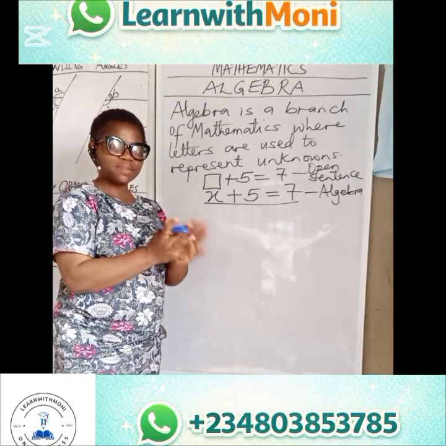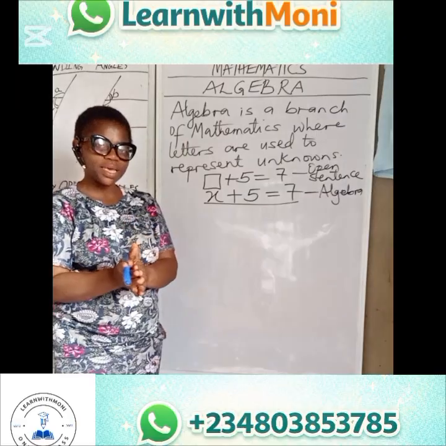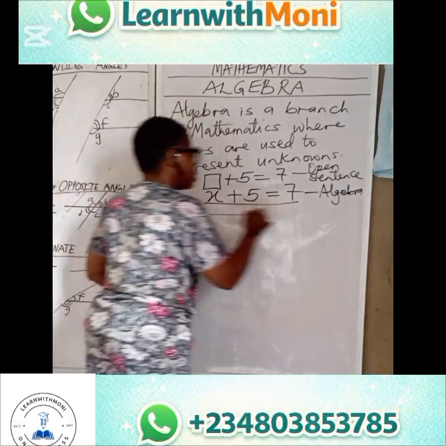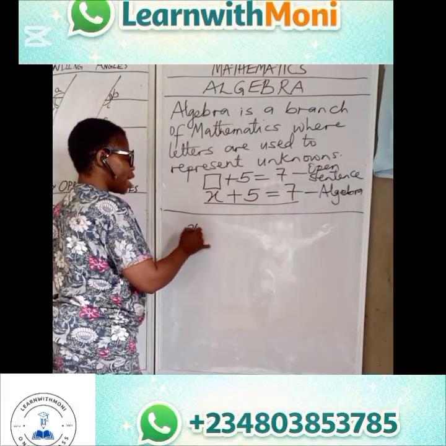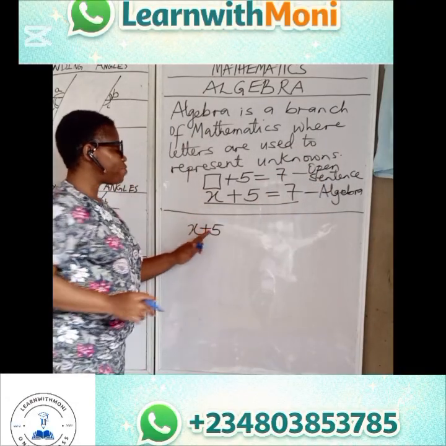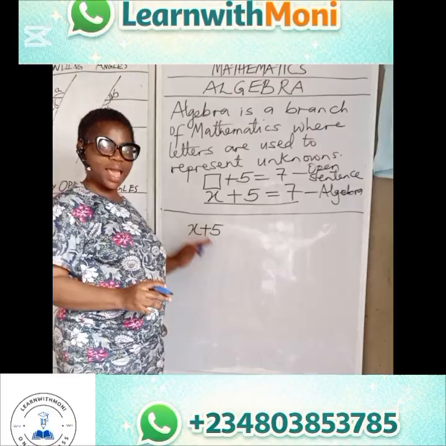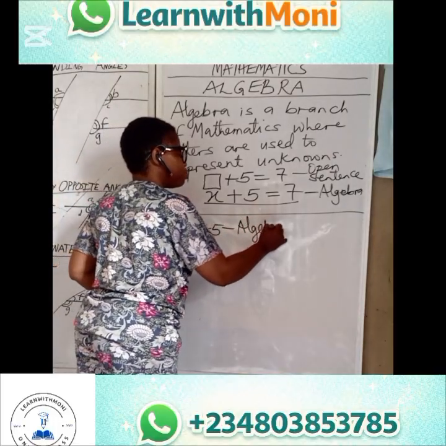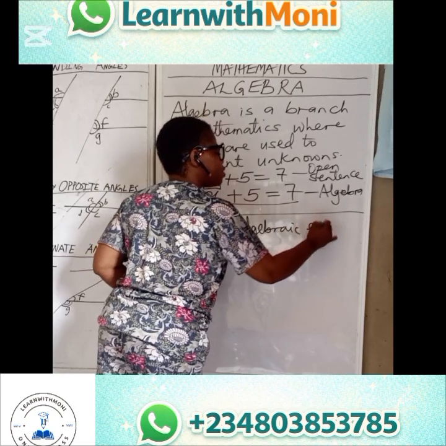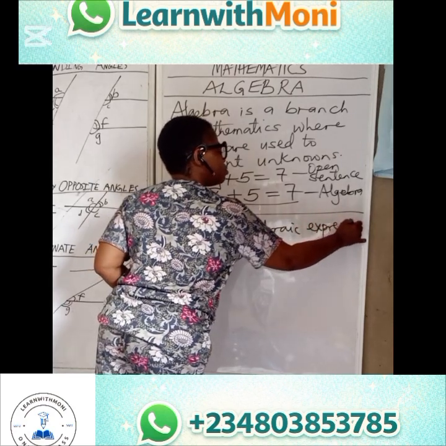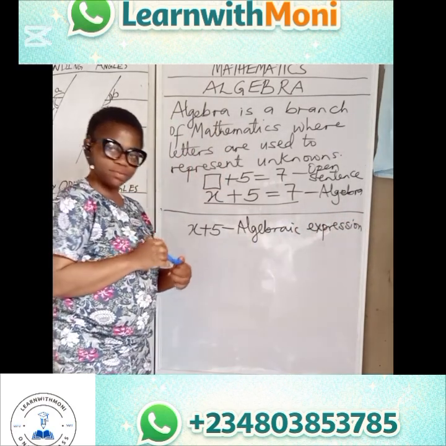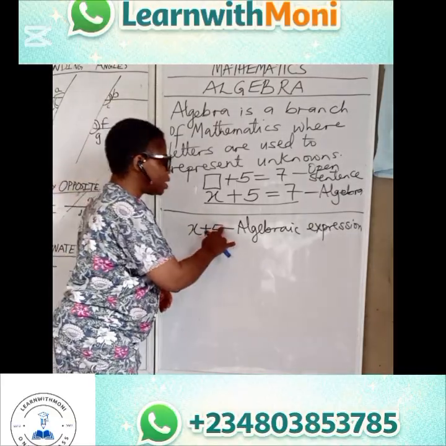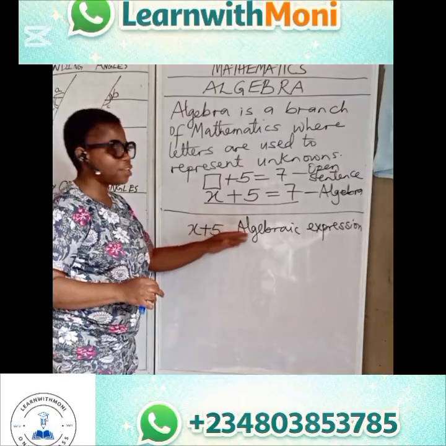Let me quickly tell you the difference between an algebraic expression and an algebraic equation. Let's put it this way. Let's say I have x plus 5. When I have it simple like this, x plus 5, this is an algebraic expression. I only express myself. I didn't equate it to anything. It is not equal to anything. I didn't put any equals to it. This is simply an algebraic expression.